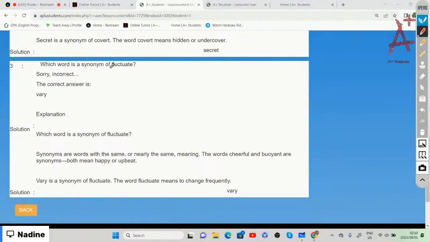Fluctuate. What does fluctuate mean? If something fluctuates, we can say it varies. So vary is the synonym of fluctuate. And the word fluctuate means to change frequently. The synonym of fluctuate is vary.